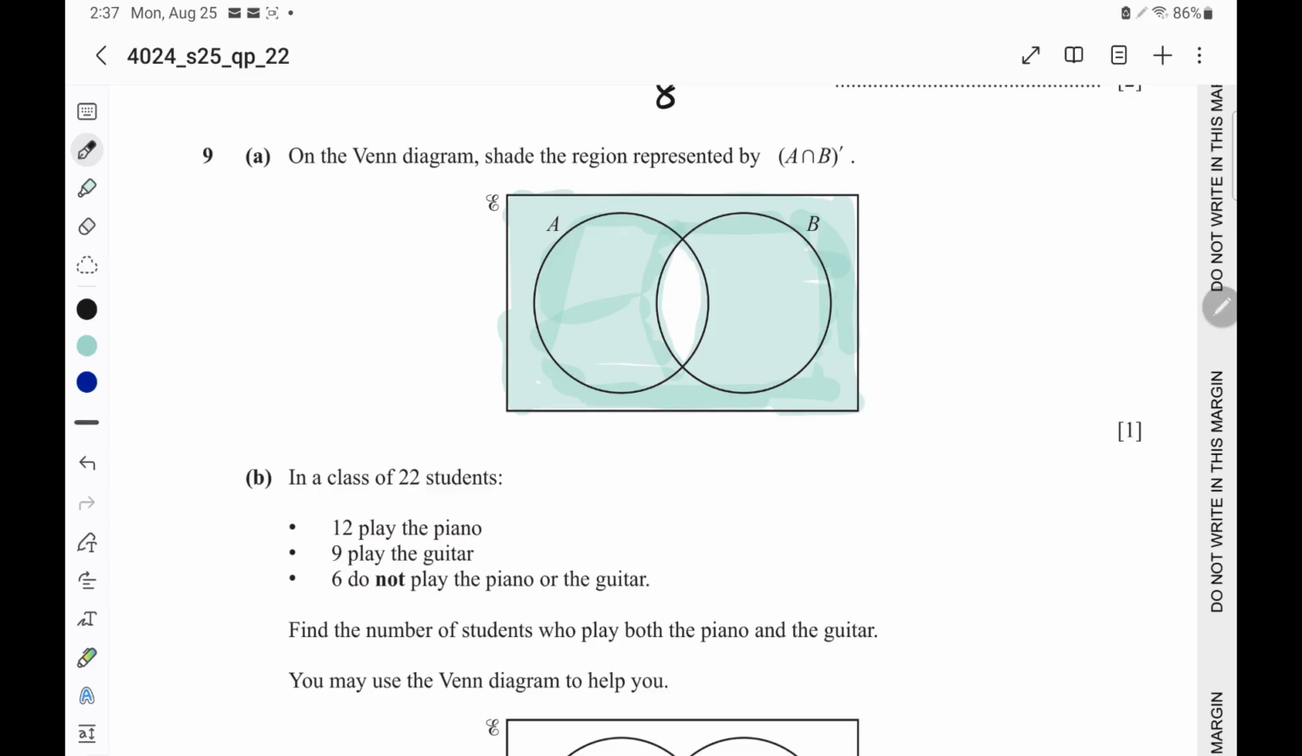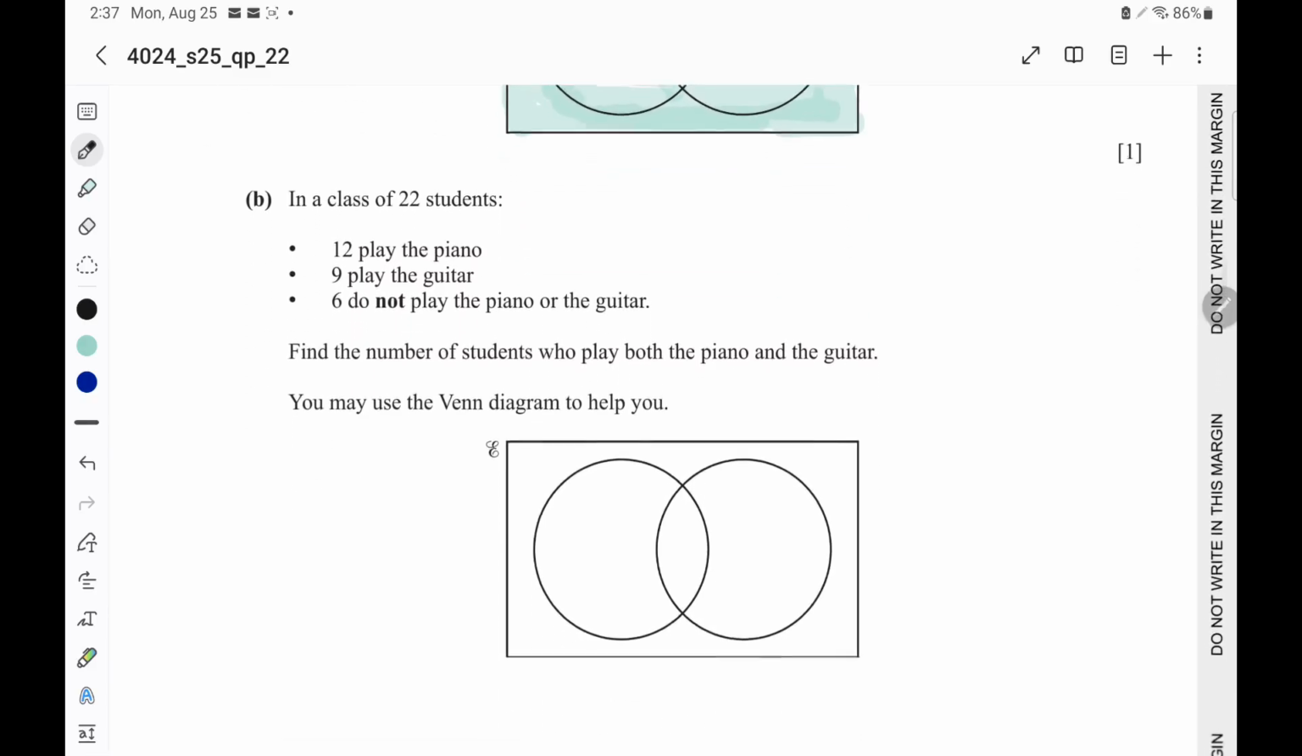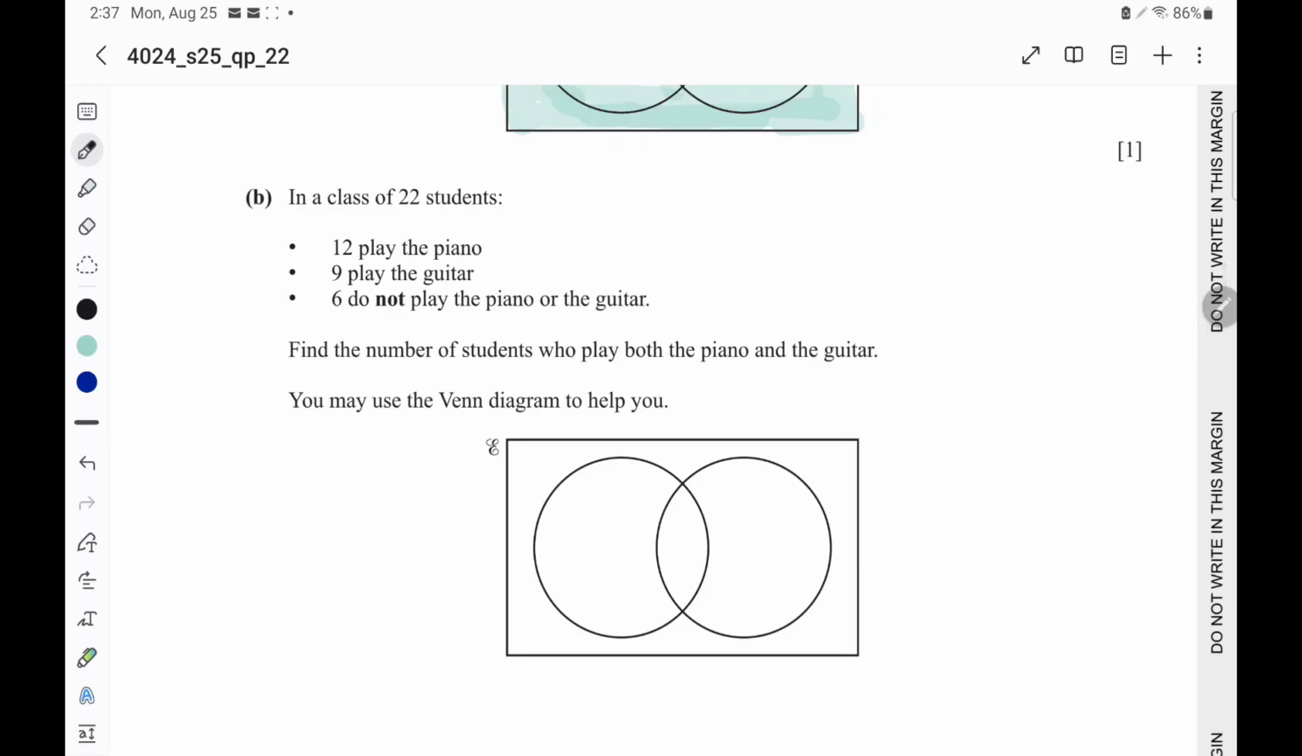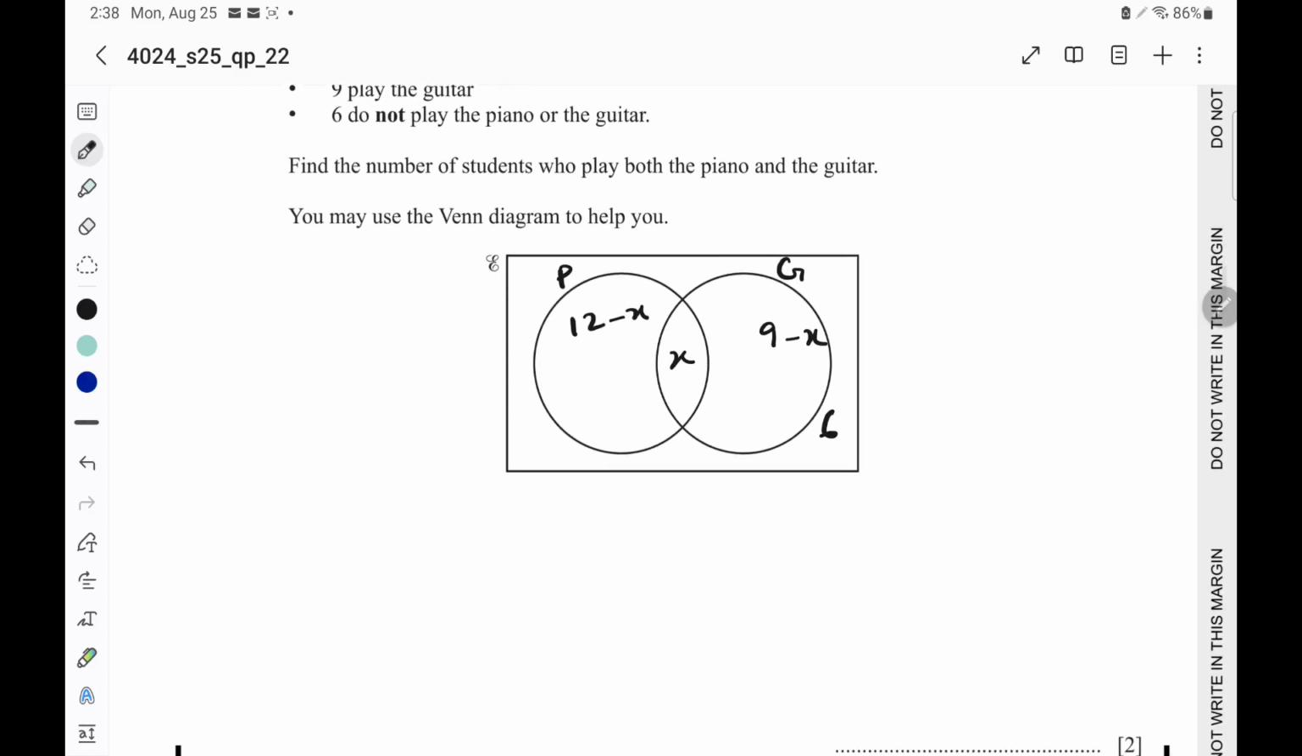In a class of 22 students, 12 play piano, 9 play guitar, and 6 do not play the piano or the guitar. Find the number of students who play both piano and guitar. It means the intersection, the middle part. You may use the Venn diagram to help you. That is X here, which is required. So 12 play piano, 9 play guitar, and 6 are outside. So 12 minus X, because this portion in between is overlapping, that's why we are subtracting it. I hope you remember this.